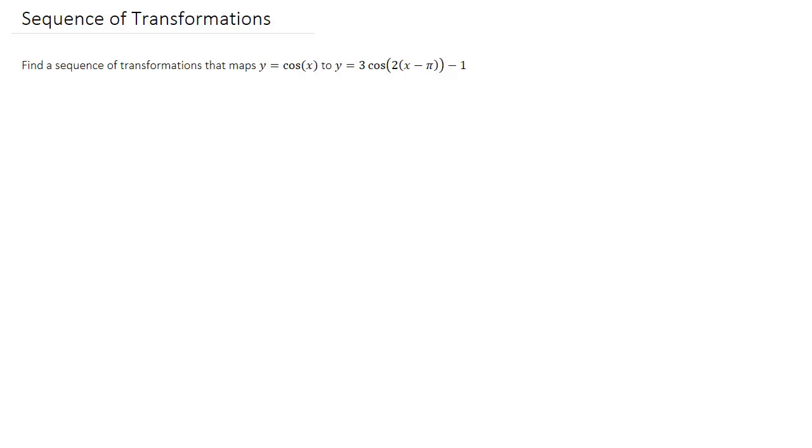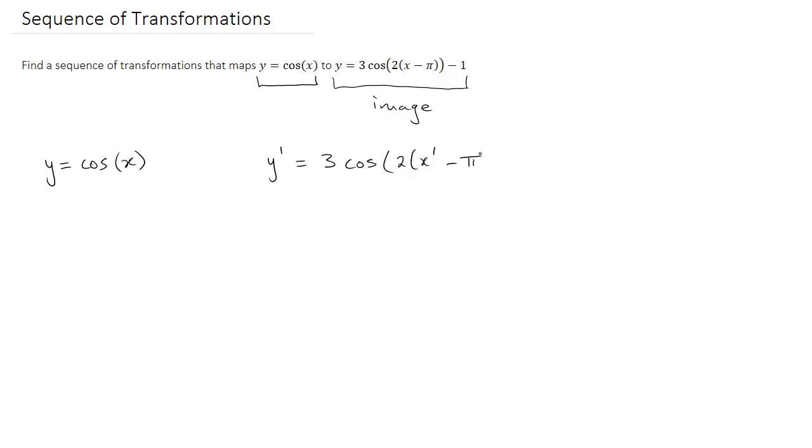This question asks us to find a sequence of transformations that maps this to this. So this is the equation of your image. The translated equation is always the image equation. So what we need to do is actually compare the two equations together. So this is your old equation, and the equation of your image is, and we have dashes for images. So we just put in dashes showing that that particular x and y value have been manipulated or influenced.